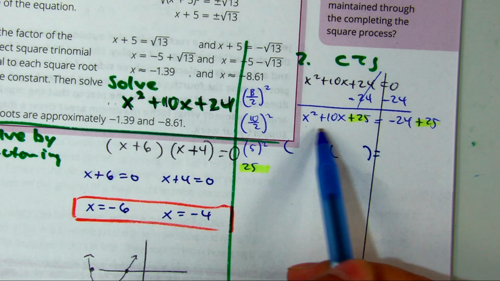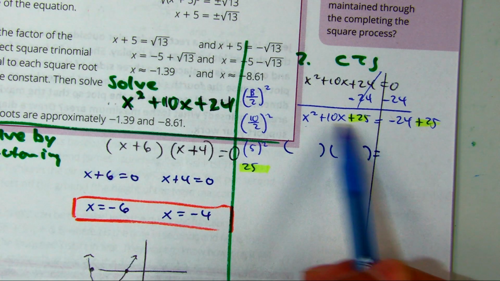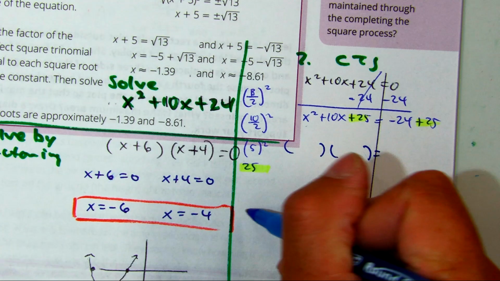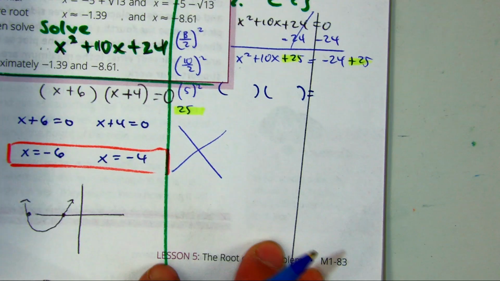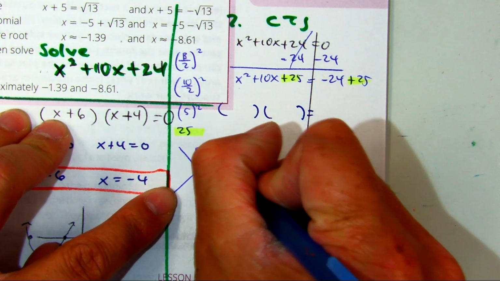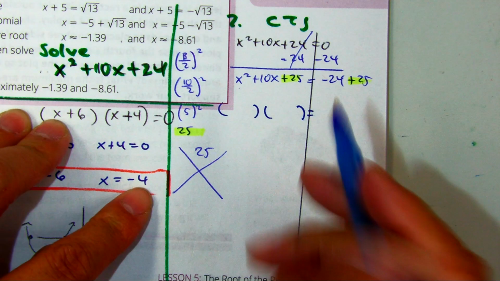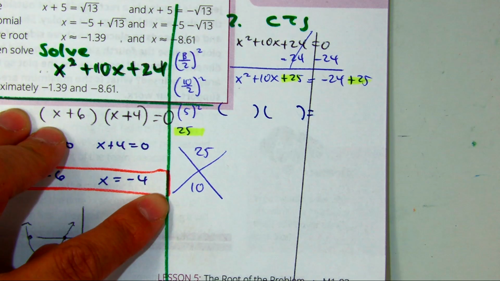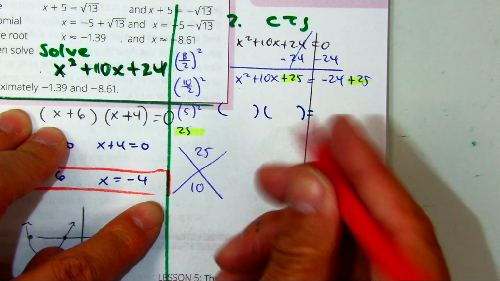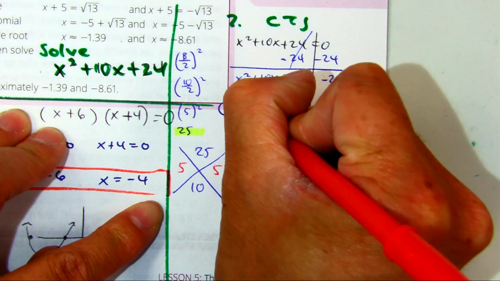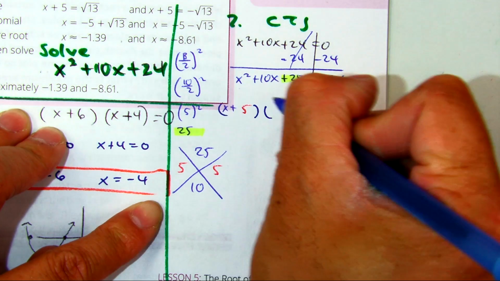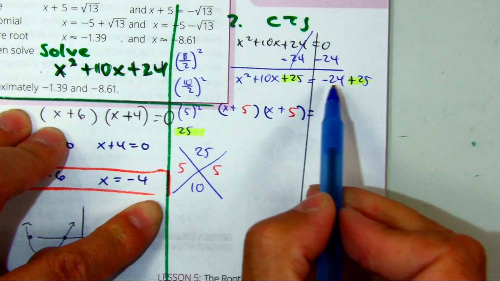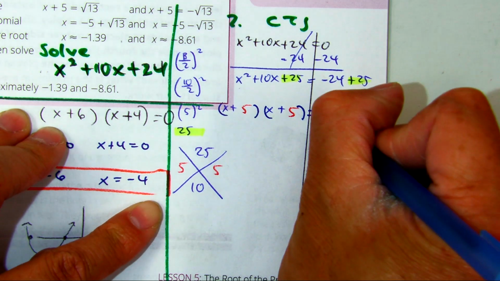Okay, so in order to get our binomials, we're going to have to do what now? We're going to have to factor. Class, A times C? 25. Right here. My B value? Two numbers that multiply to be 25 but add to be 10. 5 and 5. So now I have x plus 5, x plus 5, and negative 24 plus 25 equals 1.